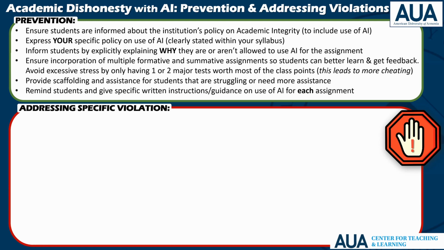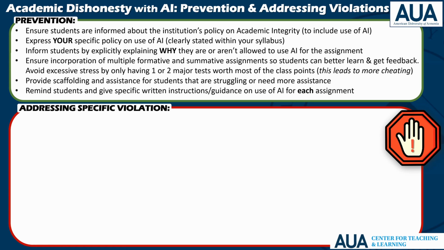And then finally, remind the students and give them specific written instructions and guidance on the use of AI for each assignment. Students have lots of different classes. Different instructors might have different regulations. They might have different policies, different ideas on how AI is to be used within the class. So by us being specific and by reminding the student for every assignment, it will help them very much to avoid maybe an accidental academic dishonesty incident.